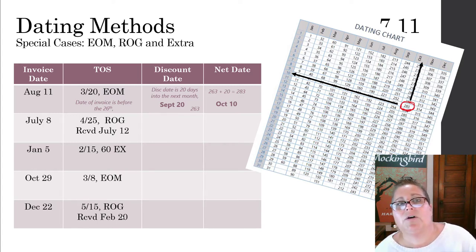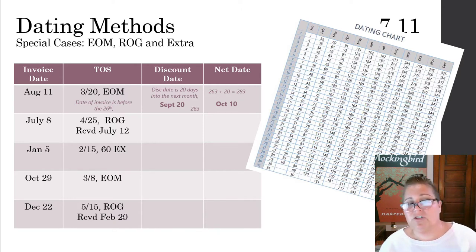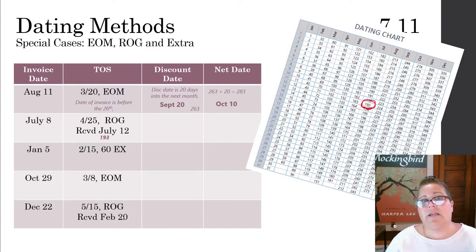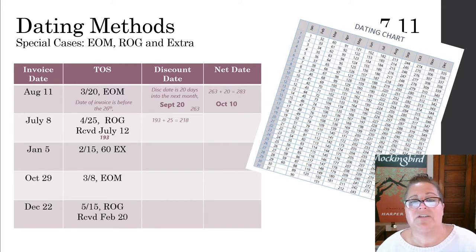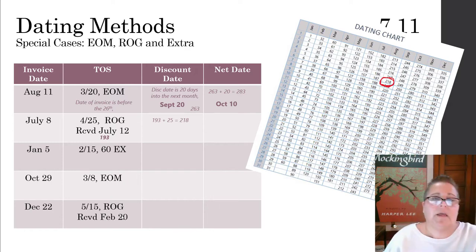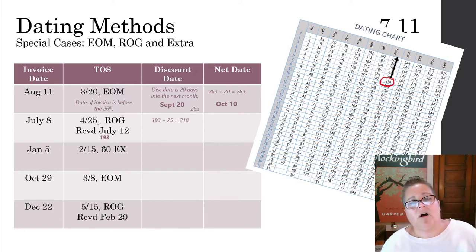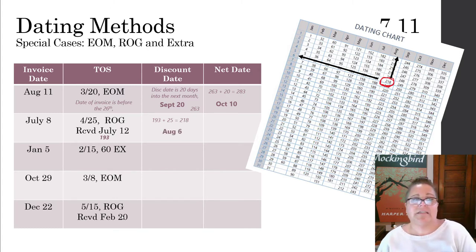When did they receive the goods? July 12th. What's July 12th? Well, I'm going to go down the July column. I'm going to go across the 12. I'm going to say that that's day 193. The discount date, I have 25 days to pay that discount. So 193 plus 25 is day 218. And if I find day 218 and then I go up the column and across the row, I get August 6th. So my discount date here is August 6th.